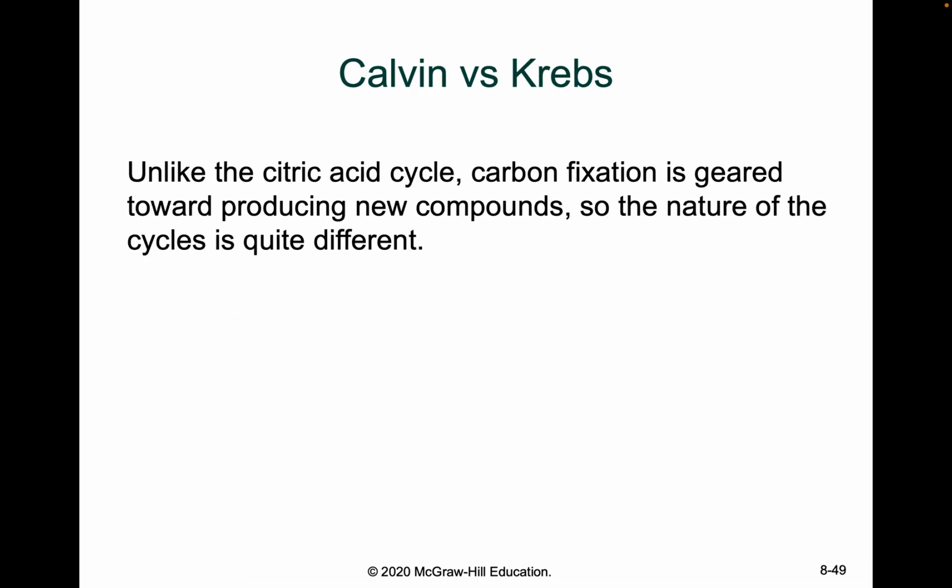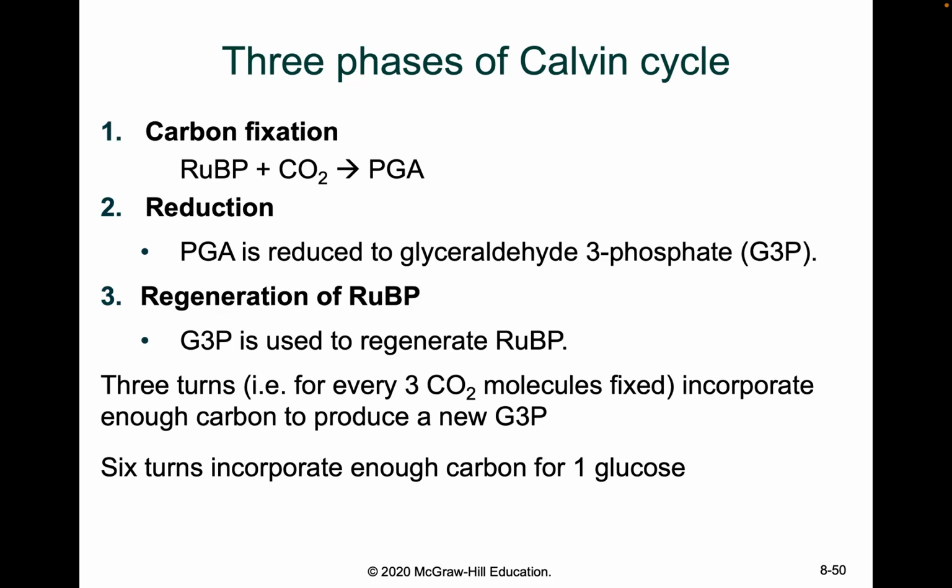The Calvin and Krebs cycles might look very similar to each other, but you need to remember that one is doing a lot of oxidation. It's really oxidizing the stuff, while here we're reducing. We're doing carbon fixation and creating new compounds, while the Krebs cycle is breaking things down and oxidizing. So always keep in mind they're two different reactions, even though they're quite similar.